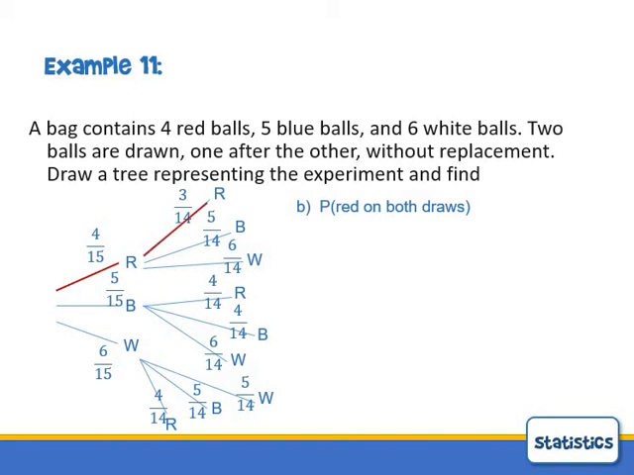Okay, part B, what's the probability red on both? So that would be red, red, if we follow the branches. So 4 out of 15 times 3 out of 14, which is 12 out of 210, or 0.0571. And then we start getting a little more complicated.